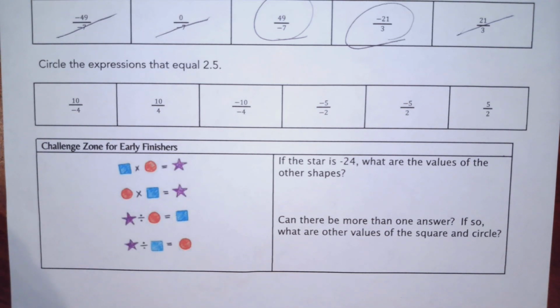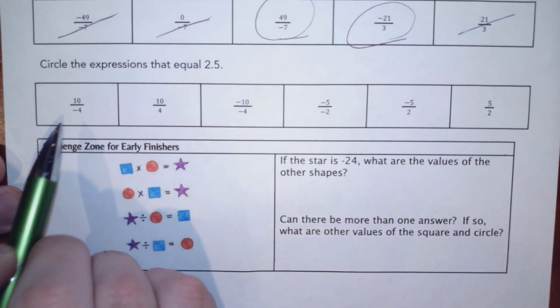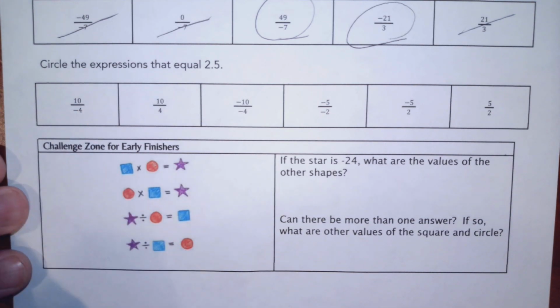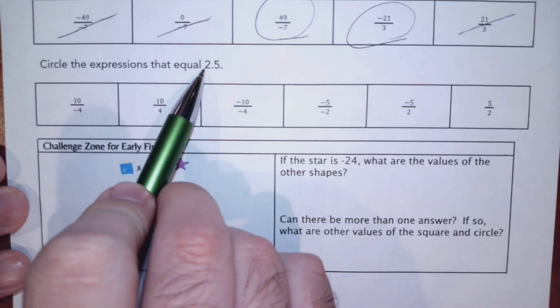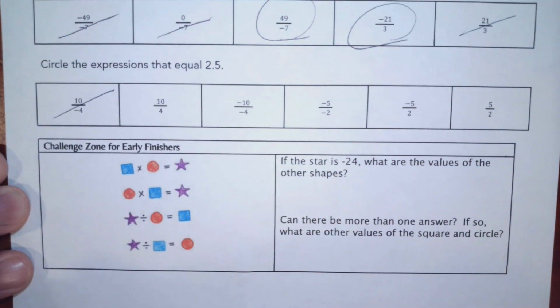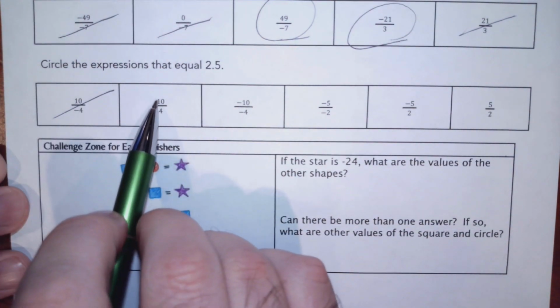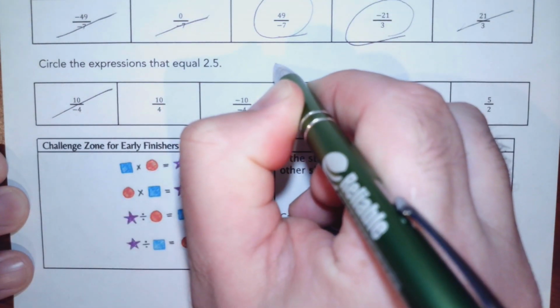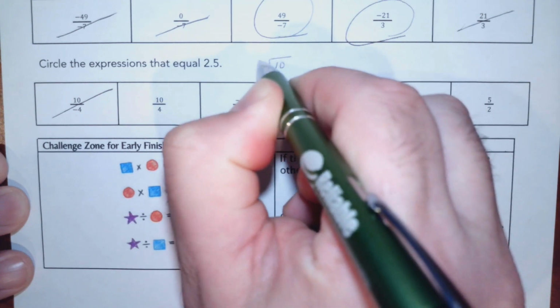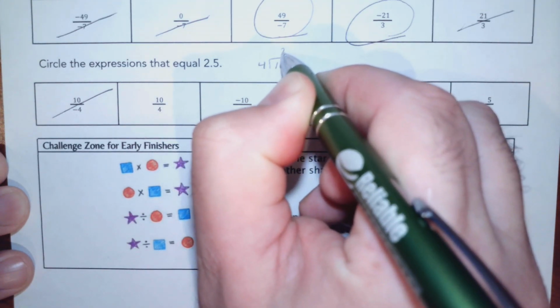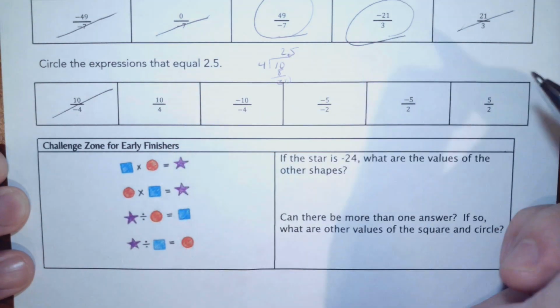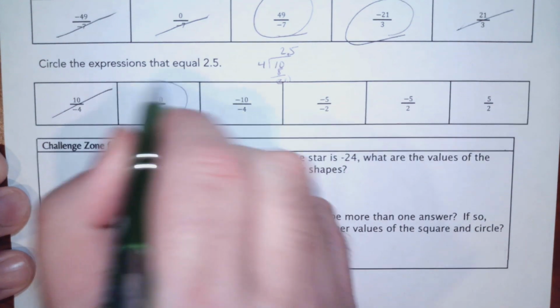And in this next example, circling the expressions that equal 2.5. So I know it's not going to be this one because this is a positive divided by a negative, and that's going to make a negative answer. And my number is positive, so I'm going to cross that out. 10 divided by 4. If I figure out what 10 divided by 4 is, that's 2.5, so I'm going to circle that.